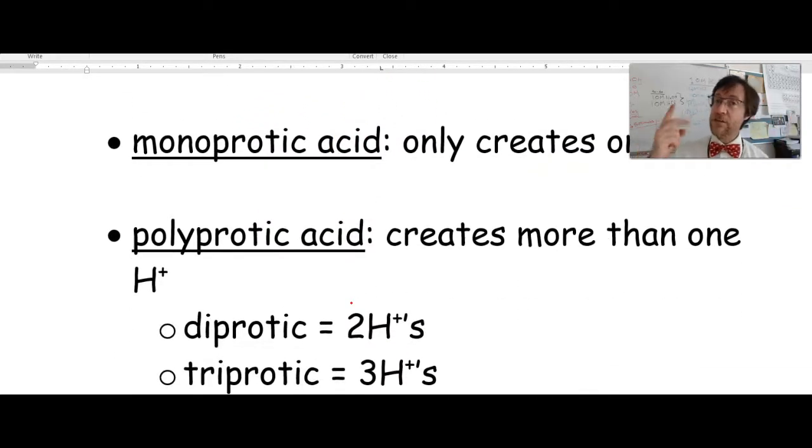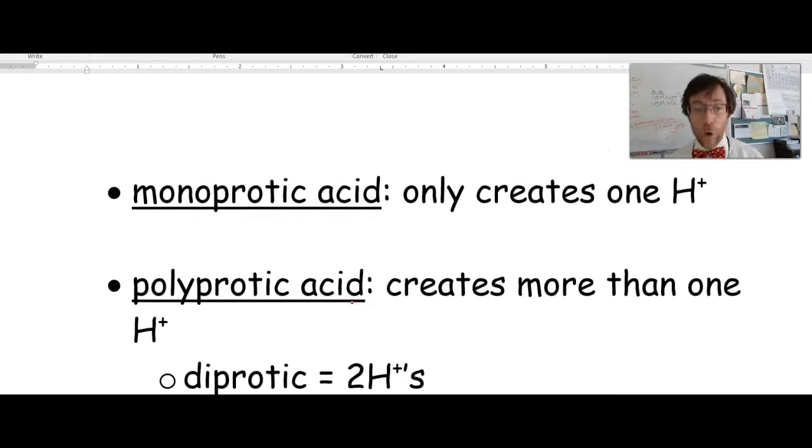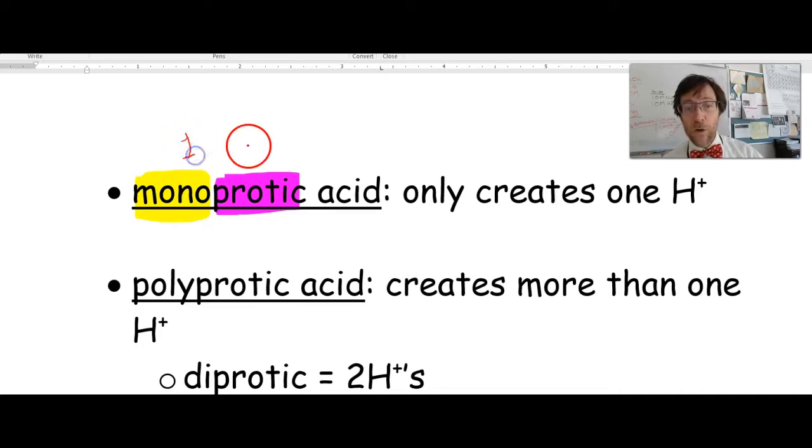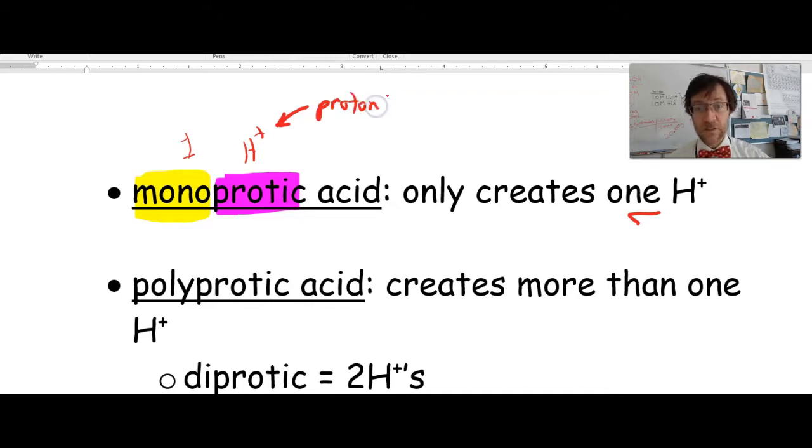Because there's more than one kind, apparently. There's monoprotic and there's polyprotic. Now mono, let's see if you can dissect this little puppy. Mono means one, right? And for us, since we're talking about atoms, protic probably means proton. So a monoprotic acid only creates one hydrogen ion, right? Because a hydrogen ion is basically a proton. It's just a proton without an electron. That's what a hydrogen ion is.